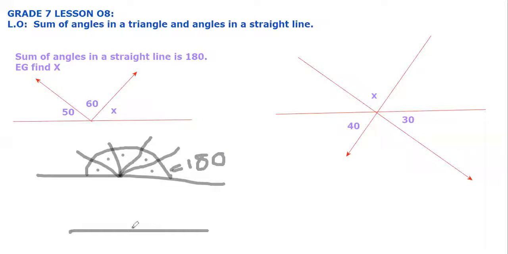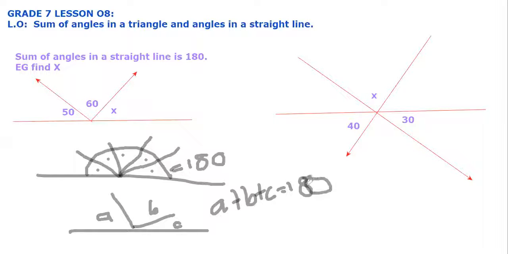If I had three angles here, and I name them A, B, and C, then A plus B plus C should be equal to 180. That is the thing we are going to look at today. If you know that A plus B plus C is 180, even here I can solve it. I know that 50 plus 60 plus X is equal to 180. Then I can solve that very fast.